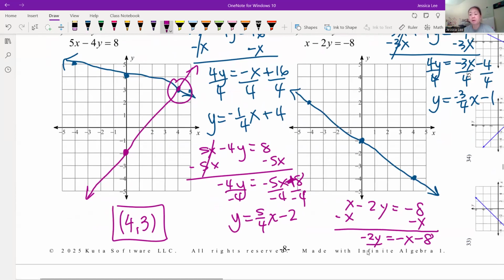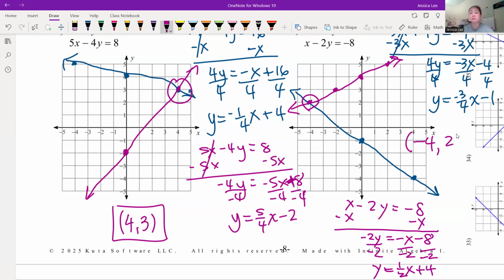All right, we're going to just divide everything by -2. And we get y is equal to, a negative divided by negative is positive, so we just have 1/2 x plus 4. We're going to go over here to 4 on the y-axis, and then our slope is 1/2. Okay, there's a positive slope. Look at that, where they intersect, just like that. So our solution is going to be -4, 2.